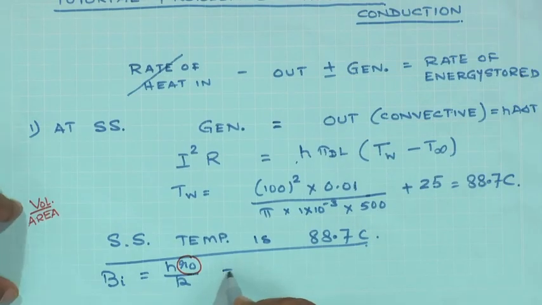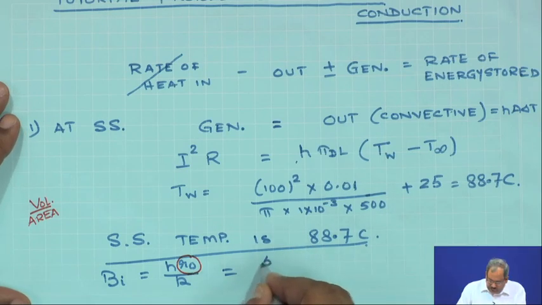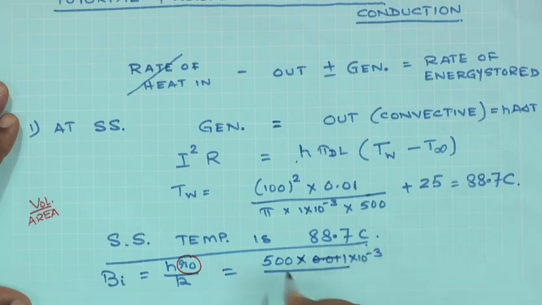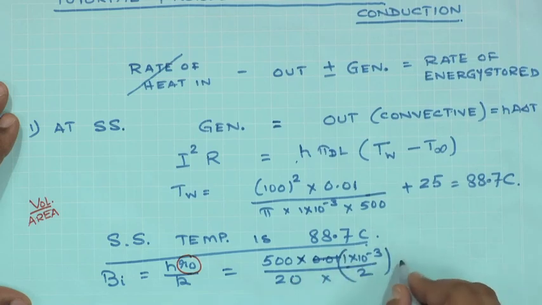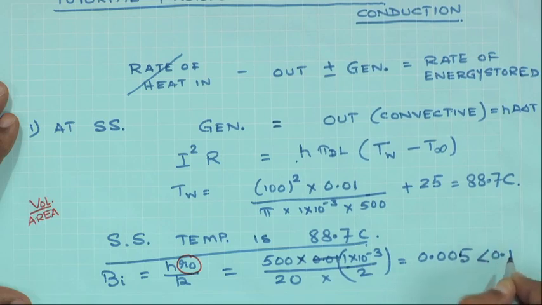So, when you put the values in here, the value of h is 500, the value of R0 can be substituted in here, divided by 2, and the value of k, which would give you the value of the Biot number to be really small, definitely less than 0.1, and therefore lumped capacitance (LC) as a model is valid in here.